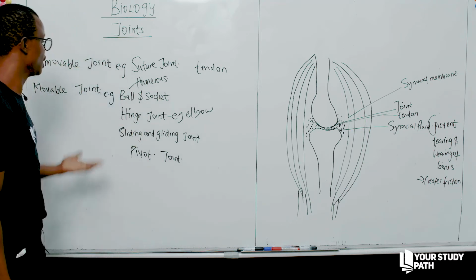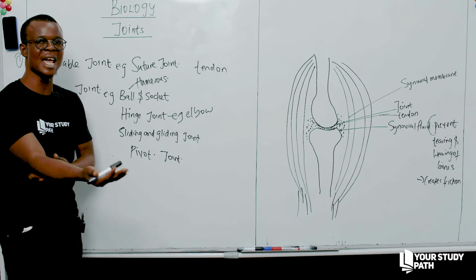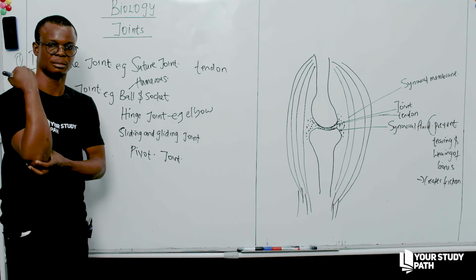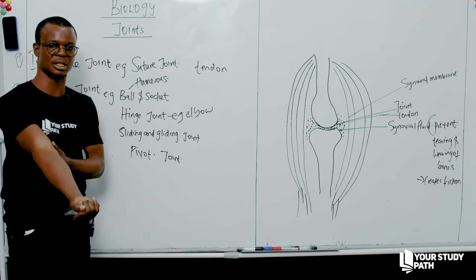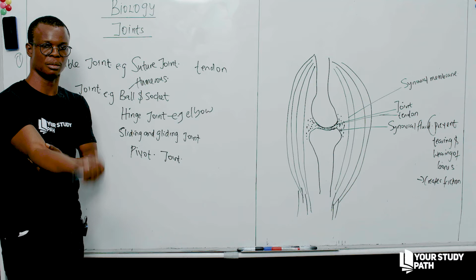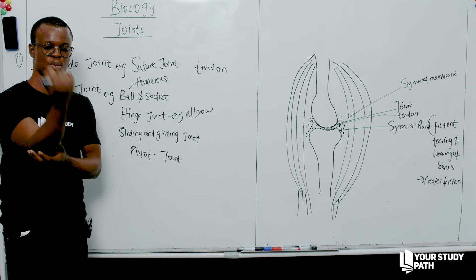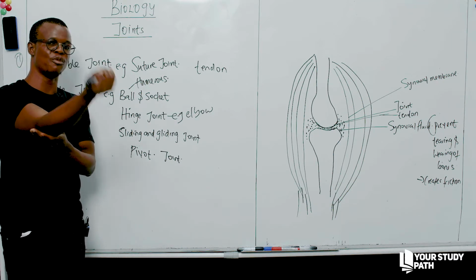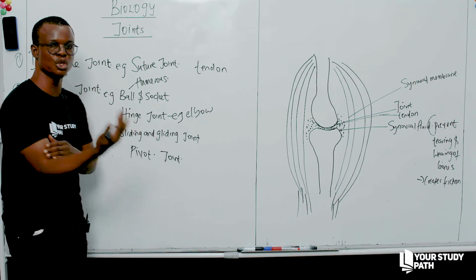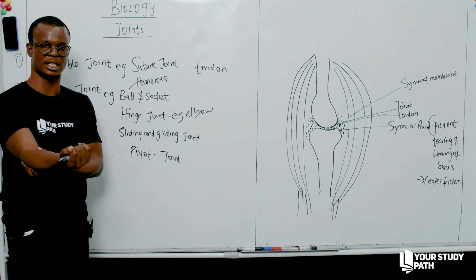So for hinge joints, we said that it's located at the elbow region. So you can see, this is the hinge joint. It can move, but it can't move further than this. So it moves towards the biceps. It can't move backward. So that is it for the hinge. The elbow region is where the hinge joint is located.